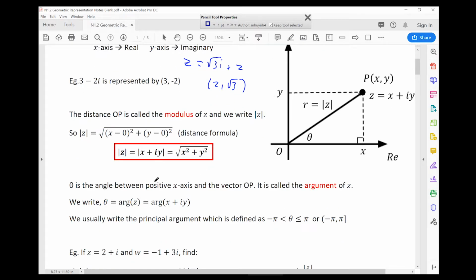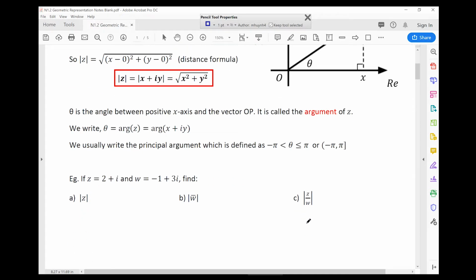All right, so theta is the angle between the x-axis and, in this case, the vector OP. When we say argument, that just means the angle of the complex number. So arg z in this case would be theta. Normally we write our angles in the principal argument, which is between negative pi and pi, or negative 180 and 180. We'll look at them more later when we do an example.